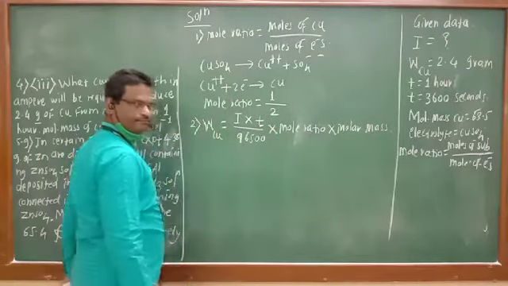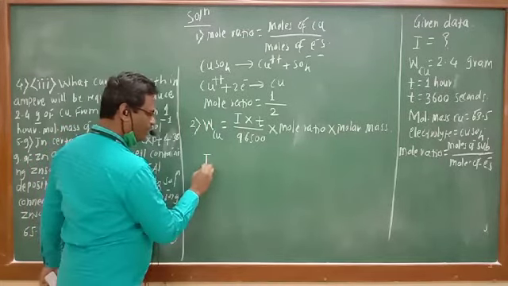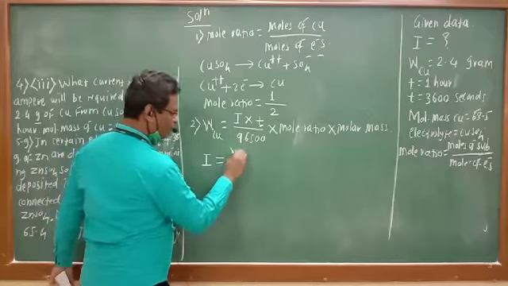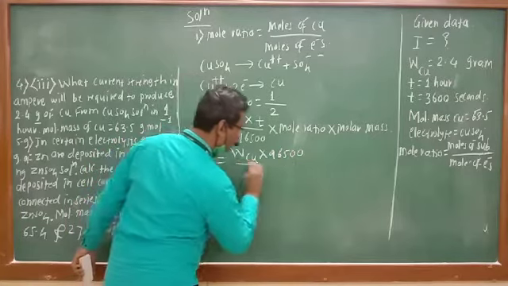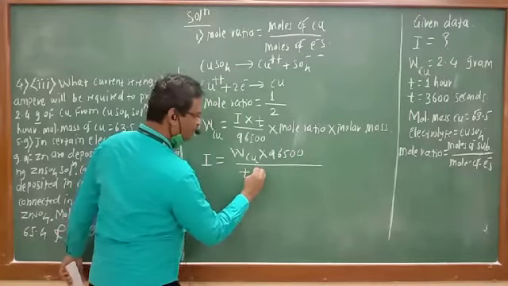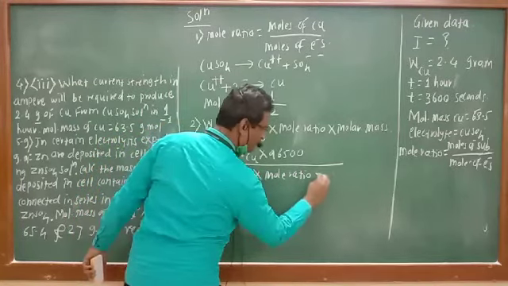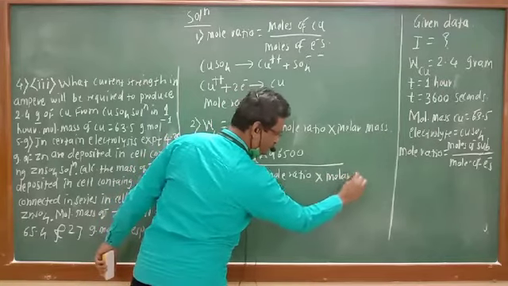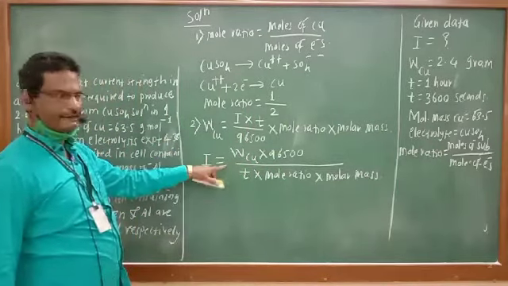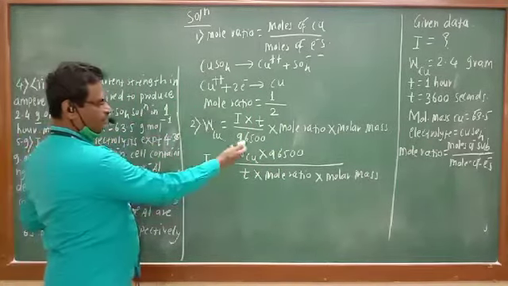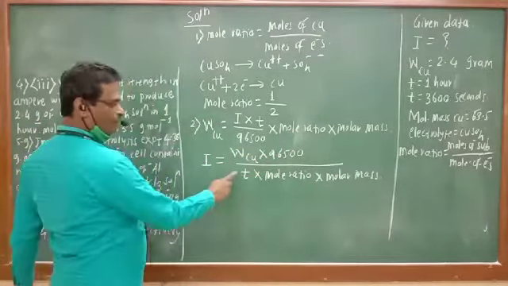I we have to calculate. So convert this formula for I. The current strength I will be equal to weight of copper multiplied by 96,500 divided by time in seconds multiplied by mole ratio multiplied by molar mass. See, this formula is written like this for I, because this goes at the numerator and these three terms go at the denominator. Time we have to take in seconds.